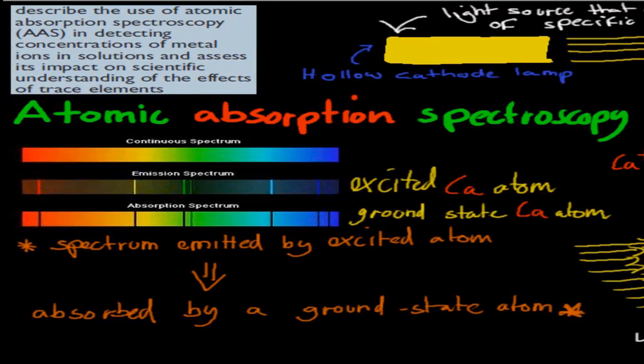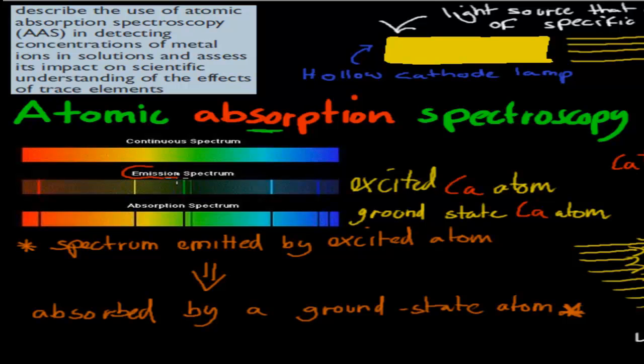So we're going to talk about atomic absorption spectroscopy now. And that's going to be basically relying on the first part of how we managed to figure out what kind of wavelengths these different types of atoms emit. Right? That was the emission spectrum. So in the first part, we figured out the emission spectrum.